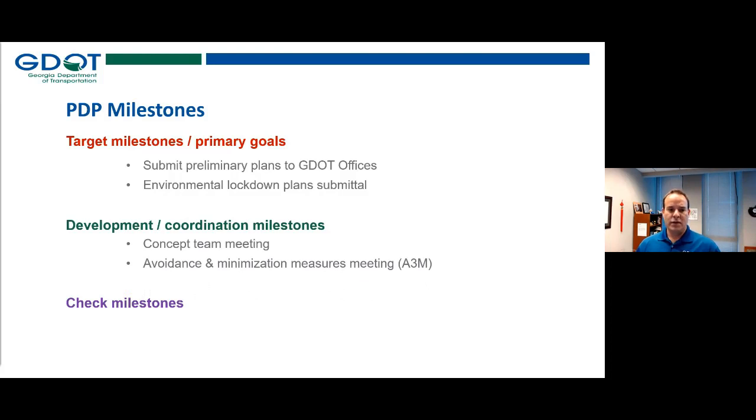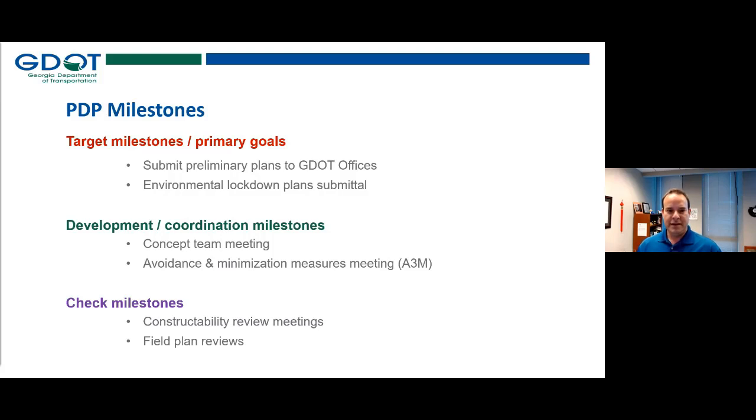So the development and coordination milestones, the two critical formal meetings that typically occur before this submission of plans to GDOT offices are the concept team meeting and the A3M, or the avoidance and minimization measures meeting. We're going to dive into those in more detail in later slides. And for check milestones, I'm including constructability review meetings and field plan reviews.